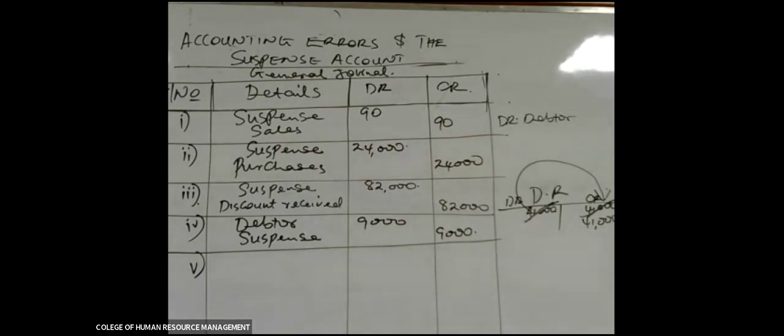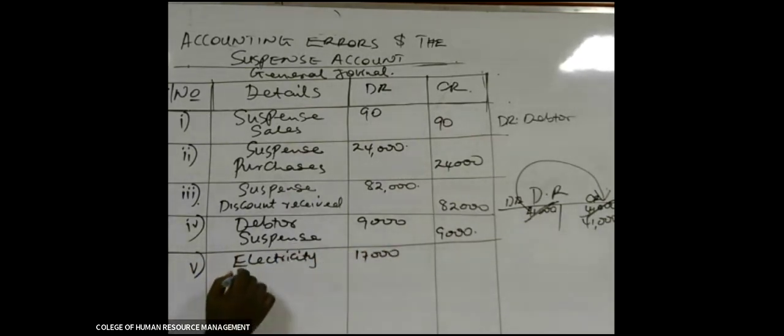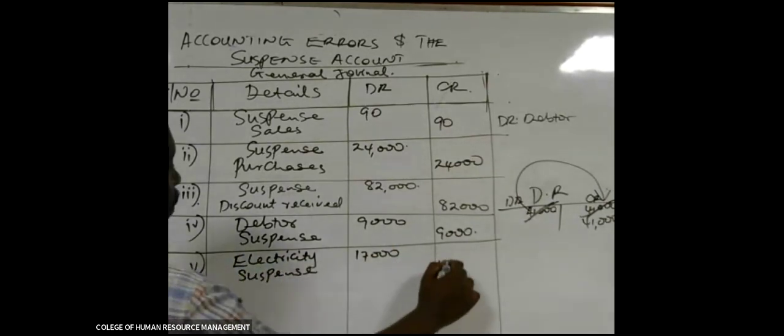We only credited cash or bank. We forgot to debit electricity. All expenses are normally debited. So electricity was supposed to be debited by 17,000. Then again here we shall credit our suspense by 17,000.